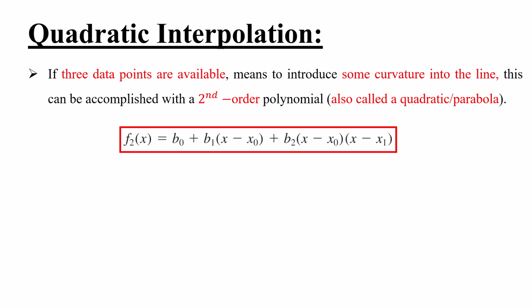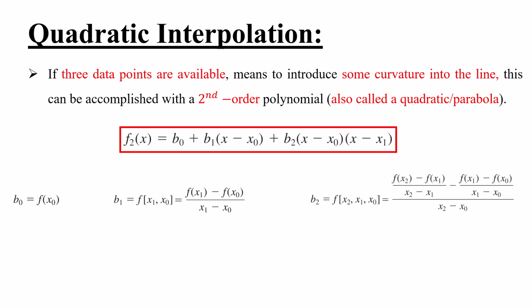Now, what is b0? b0 is your f of x0. Similarly, what is b1? b1 is the slope between points x1 and x0. You calculate the slope between these 2 points as f of x1 minus f of x0, divided by x1 minus x0. Similarly, you have b2.